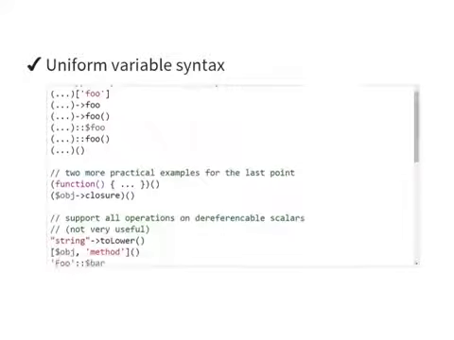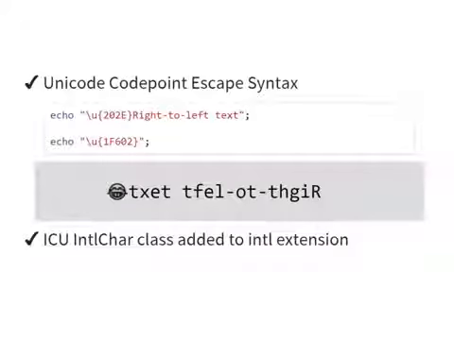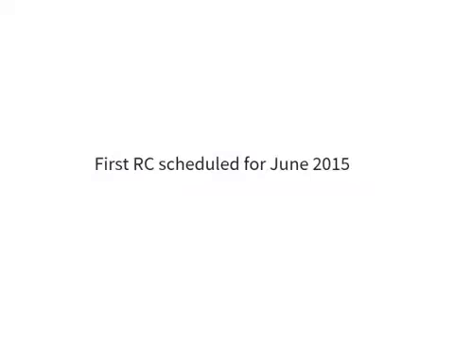All right. We have a new Unicode code point escape syntax, so you can do \u and then put the code point that you're trying to do. In this case, I put 202E, which is the right to left Unicode code point, and then a smiley face, right? So it ends up writing things right to left. And as I said, hopefully a first release candidate in June 2015.